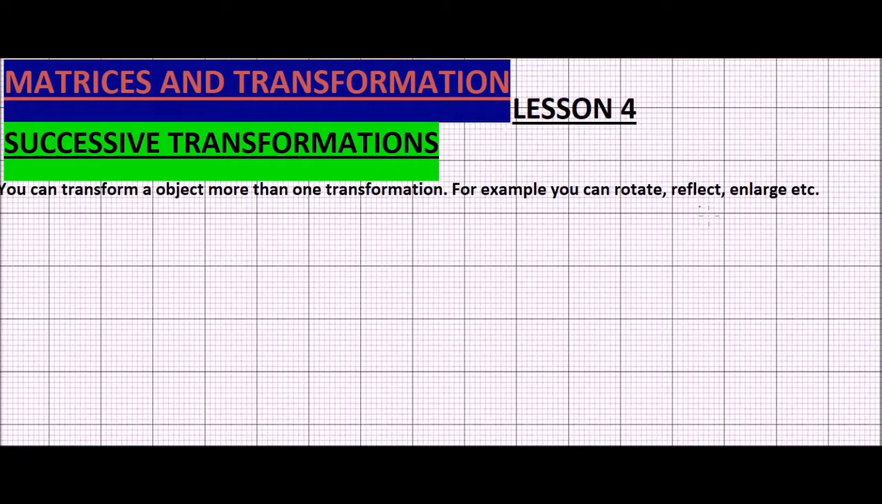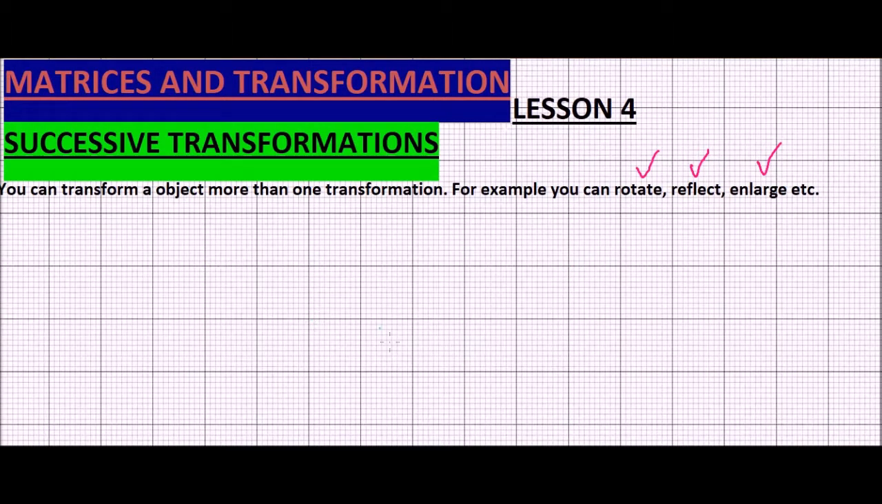Welcome to our fourth lesson in the topic matrices and transformation, and in this lesson we are going to cover successive transformations. You can transform an object by more than one transformation. For example, you can rotate, you can reflect, you can enlarge. So we are going to look at an example whereby we are going to reflect, rotate, and enlarge.